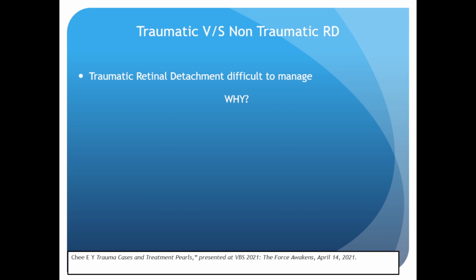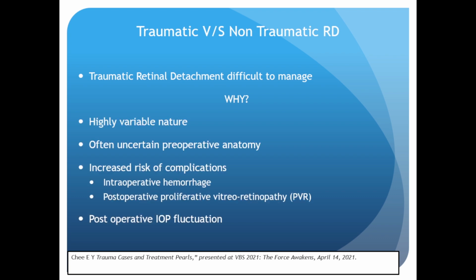So why are we discussing traumatic RD as a separate entity? We should know that traumatic retinal detachments are slightly different from non-traumatic retinal detachments because they are difficult to manage. But why is it so? Traumatic RDs are of highly variable nature, often with uncertain preoperative anatomy, and an increased risk of complications like intraoperative hemorrhage, PVR, and postoperative IOP fluctuations.